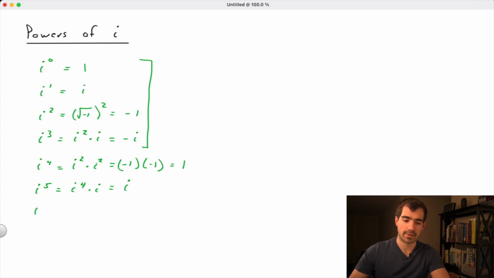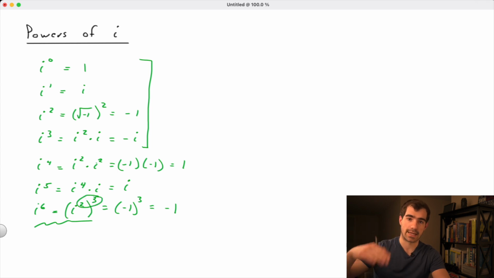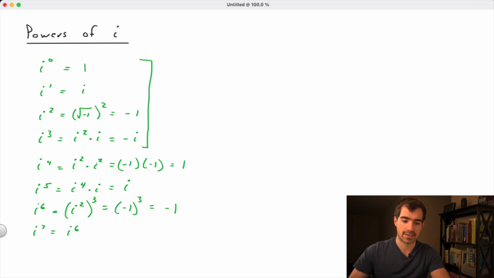i to the 6th might be a little bit trickier, but if we break i to the 6th down into i squared cubed, then we know that this is just -1 cubed, or -1. Right, and we can do this based on the power rule. We multiply those powers when we take an exponent of an exponent. And then just to round out our pattern one more time through one more cycle, we'll take i to the 7th here, which would be i to the 6th times i, again by those exponent rules, or as we just saw, -1 times i, or -i.